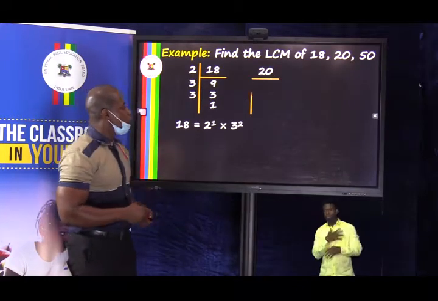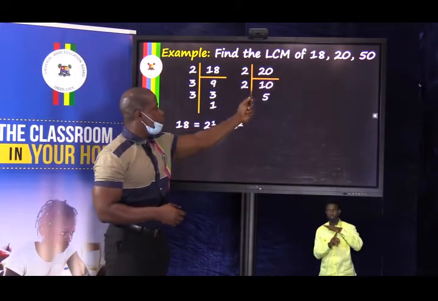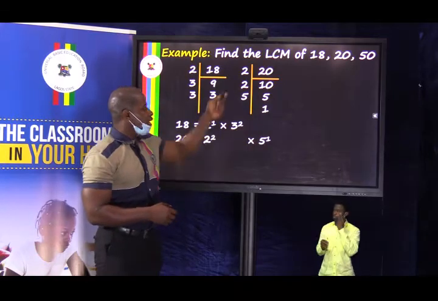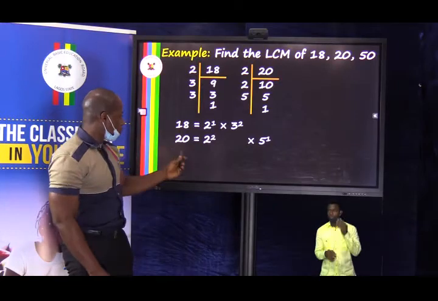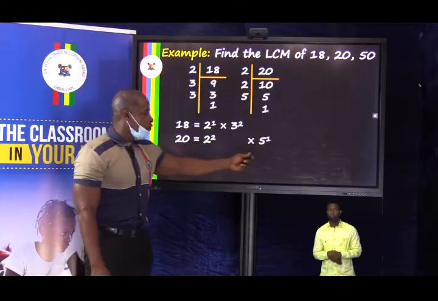When I go on to 20 and do likewise, 2 in 20 is 10, 2 in 10 is 5, 5 in 5 is 1. That's 2 with the power of 2, and 5 with the power of 1. So I write that. 2 with the power of 2, 5 with the power of 1.